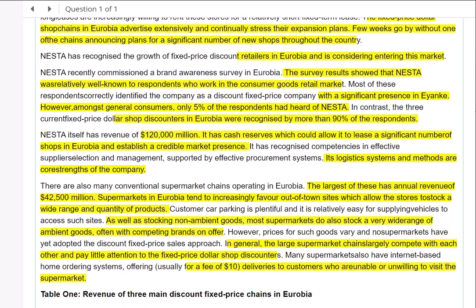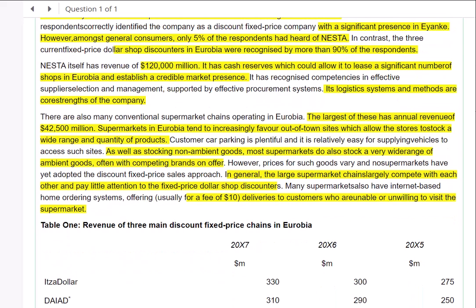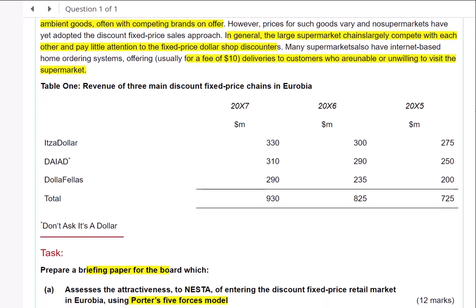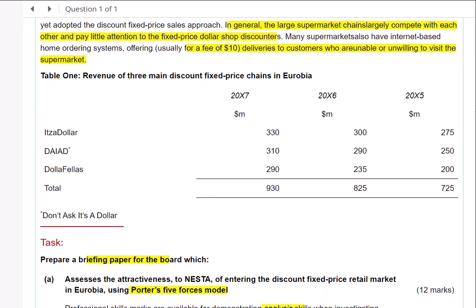Now we have a table which tells us the revenue of the three main discounted fixed price chains in country E. This is for 3 years, 2005, 2006, and 2007. And then again, we have the total figure along with the names of the three chains of the current companies. So remember one thing, whenever we have the data of more than 1 year, what we can do is check the growth or increase in percentage terms for comparison purposes. This is the best way to compare the data within the years.